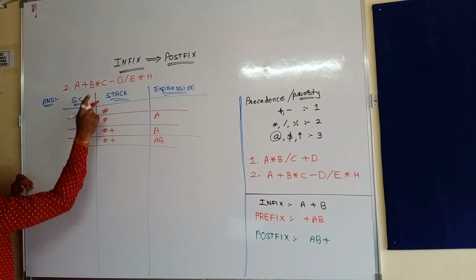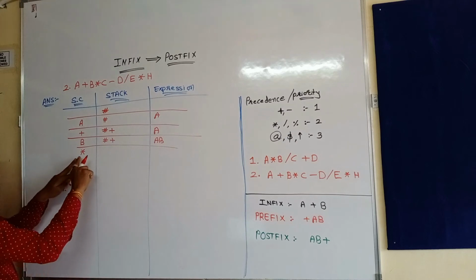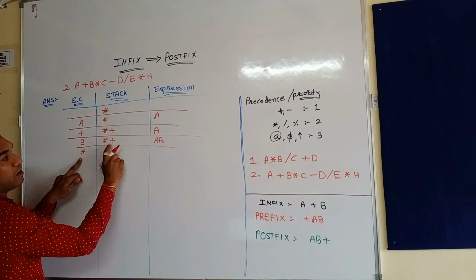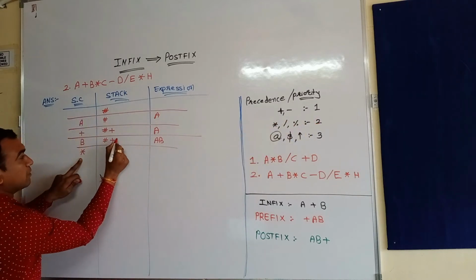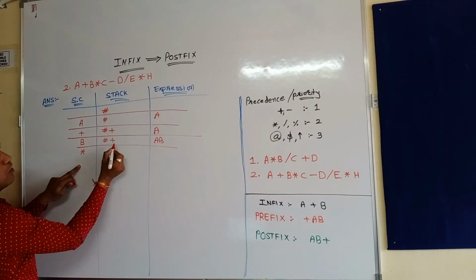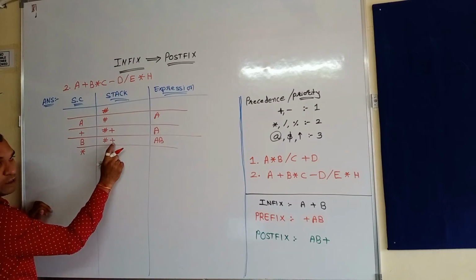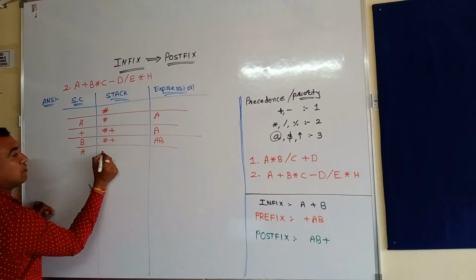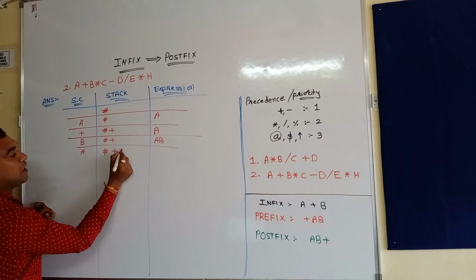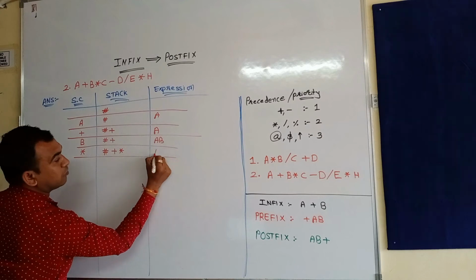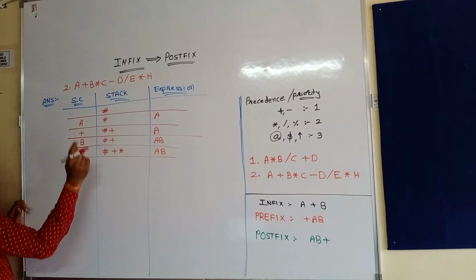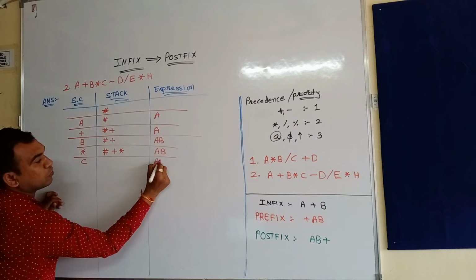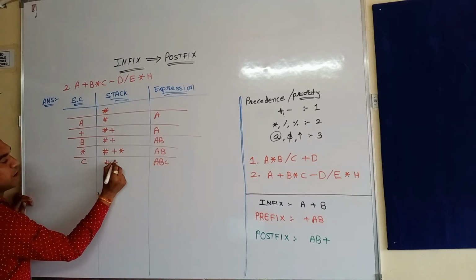After B we have multiplication. Our operator is compared with the stack. The stack has plus at precedence 1, and multiplication is at 2. Our rule is greater or equal is removed from the stack, but in this case it is not true, so plus cannot be removed. So plus stays as it is and multiplication goes on top of the plus. Now we have C. Whenever an operand comes, we directly put it here, so ABC, and again the stack is the same.